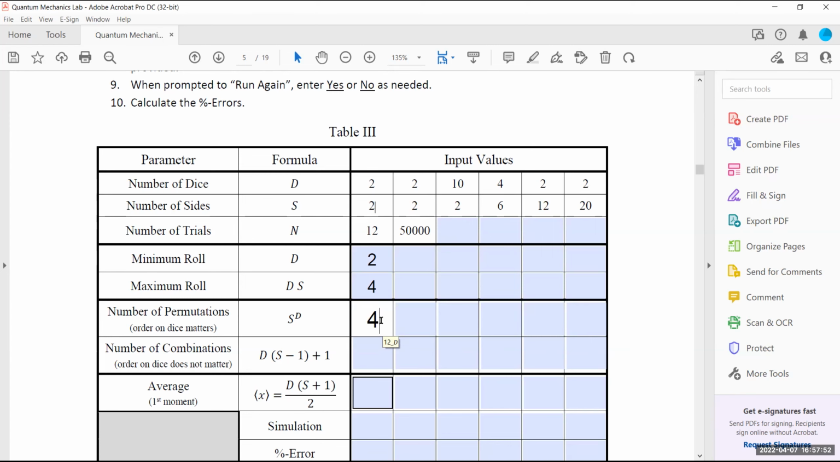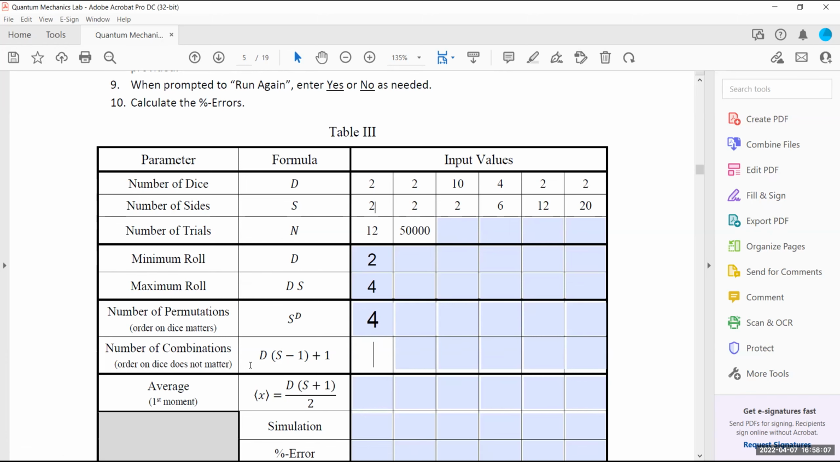So far, I really don't need that simulator whatsoever. I can just fill out this information in here. And then the same thing in here. This formula in here, the number of combinations. So these are the permutations. So the combination in here, the order on the dice doesn't matter.